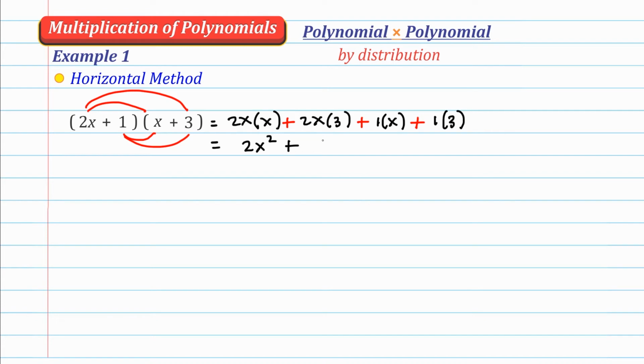Plus 2x times 3 is 6x. Plus 1 times x is x. Plus 1 times 3 is 3. And as usual, we should always simplify what we can. So, let's try to combine like terms.